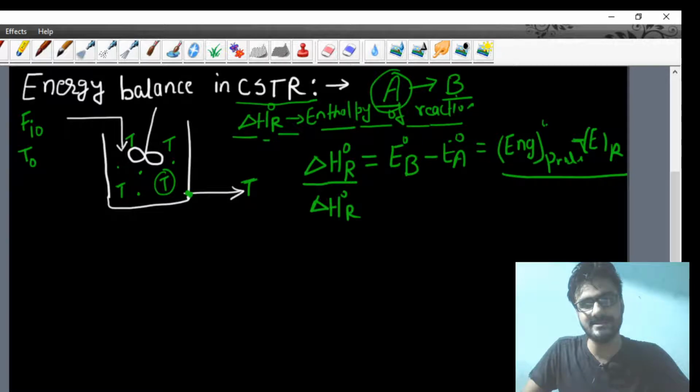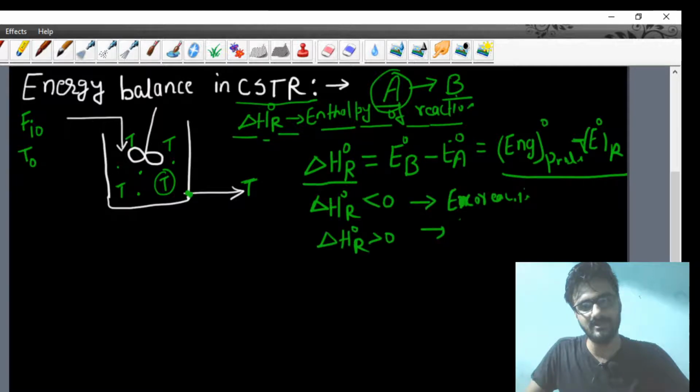If delta H naught of R is less than 0, then this reaction is, my dear students, an exothermic reaction. You have already studied this in class 12th, but for the basic idea: if delta H naught of R is greater than 0, then this reaction will be an endothermic reaction. Okay?